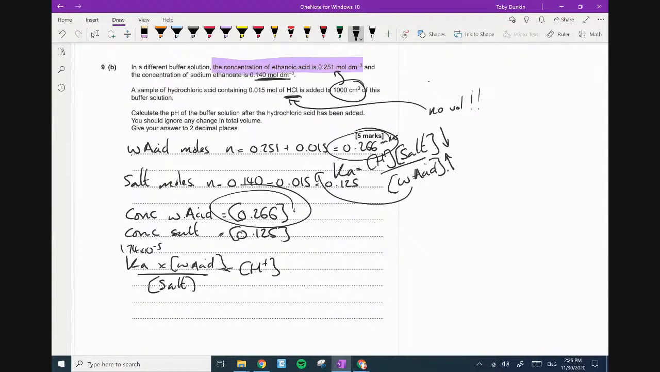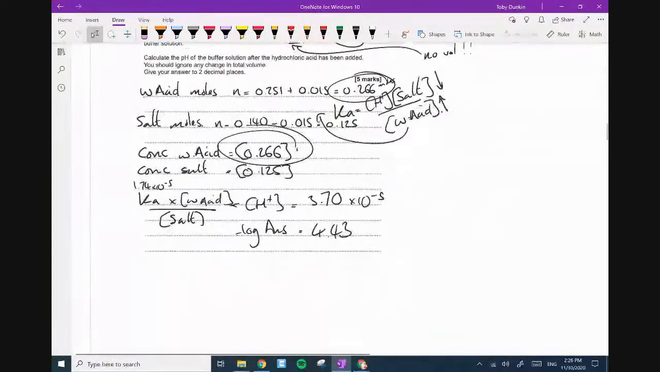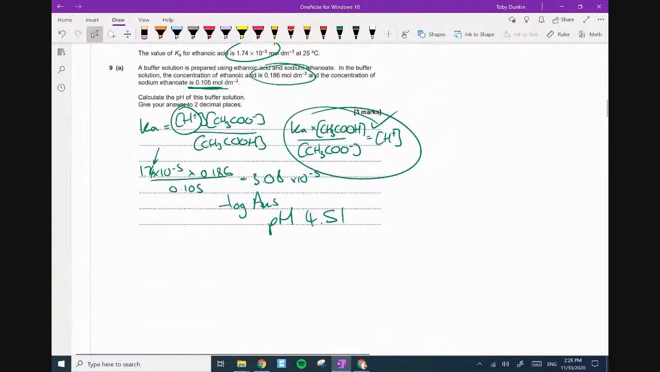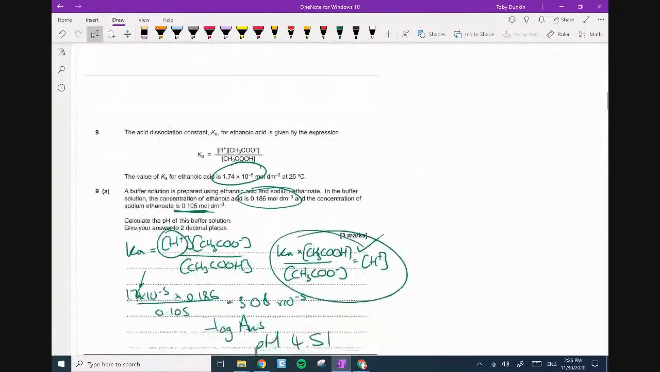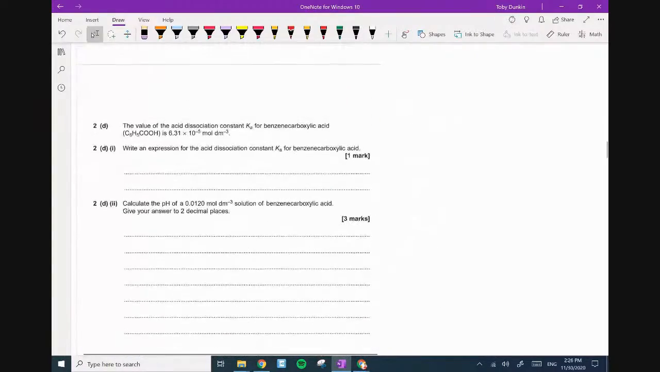0.266, divided by salt, 0.125. So that now gives me 3.70 times 10 to the minus 5, minus log answer. That's a really nice question. Really like that. And I get a pH of 4.43. And I can't compare that to the original because it was a different buffer. Interesting. Not allowing you to do any comparisons there. That's really mean, that. Don't like that. It's mean.